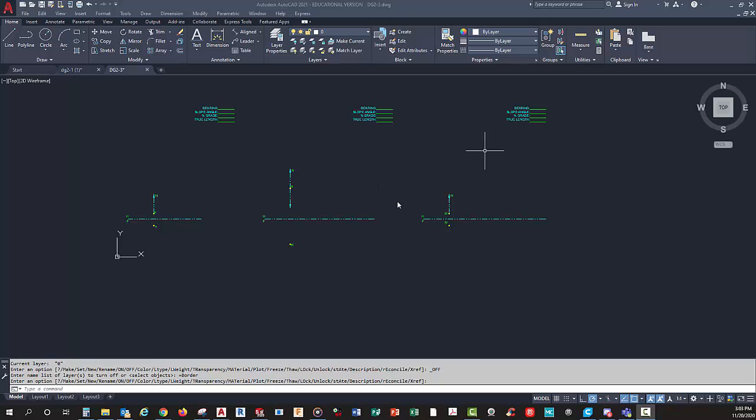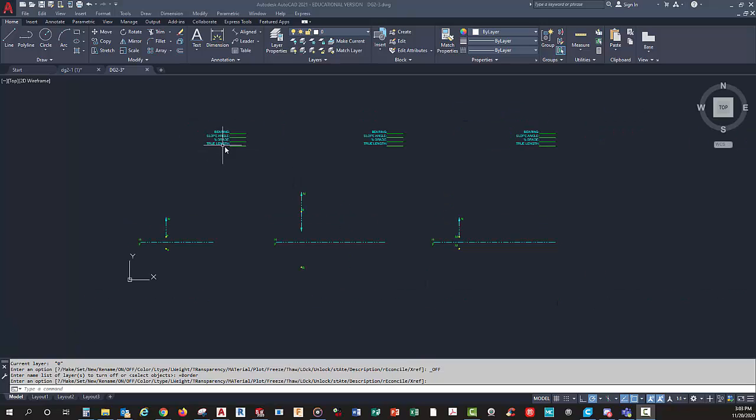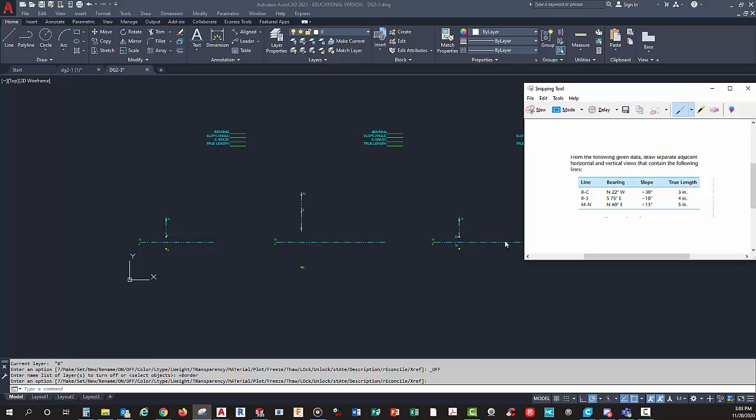So what we're doing today is a continuation of talking about bearing, slope angle, grade, true length. That's something that we've dealt with before. This is the third assignment on descriptive geometry, the second part. And basically, if I can find it over here, this is the problem we're working with.